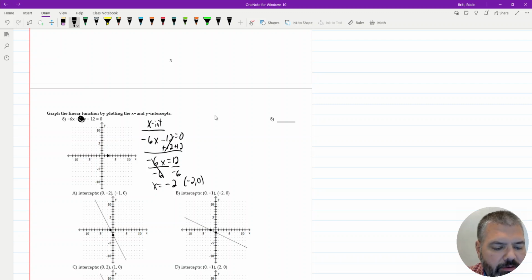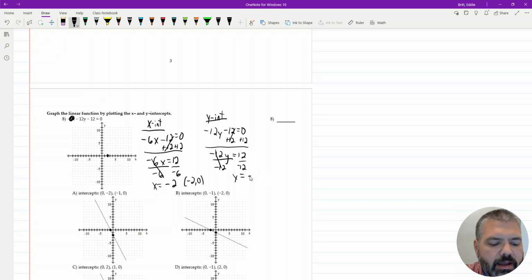Now to find my y-intersection point, or my y-intercept, I'm going to do just the opposite. I'm going to set x equal to 0. Where I have an x term, I'm going to make that a 0, so it just goes away. So I have -12y minus 12 equals 0. Add 12 to both sides. So I have -12y equals 12. Divide both sides by -12. So y equals 12 divided by -12 is -1.